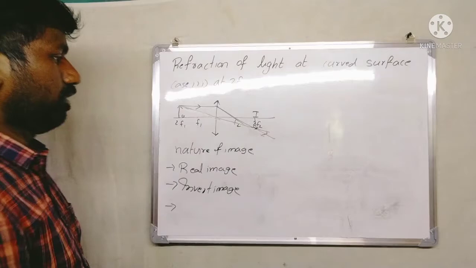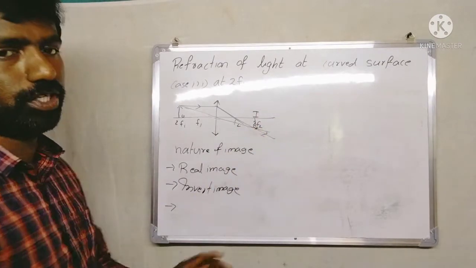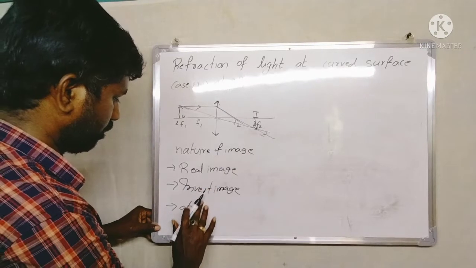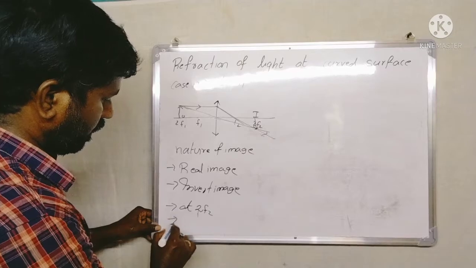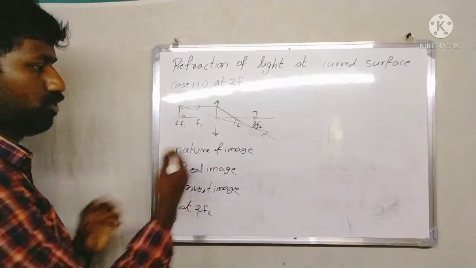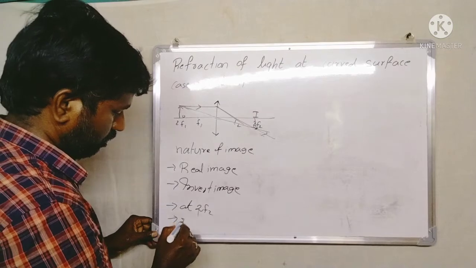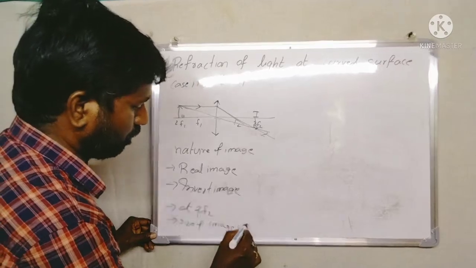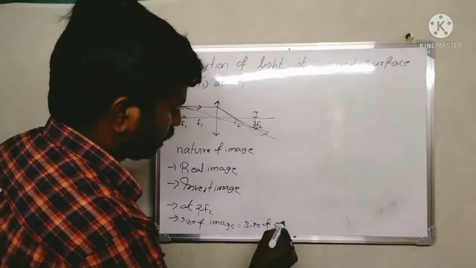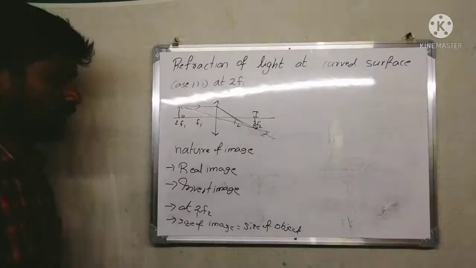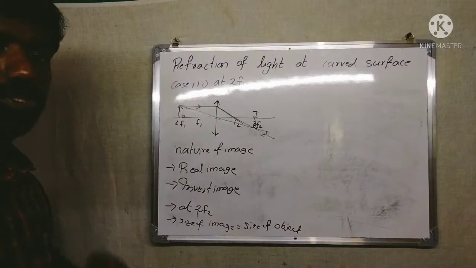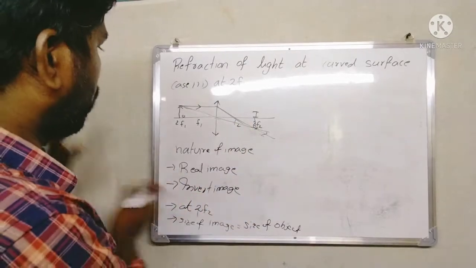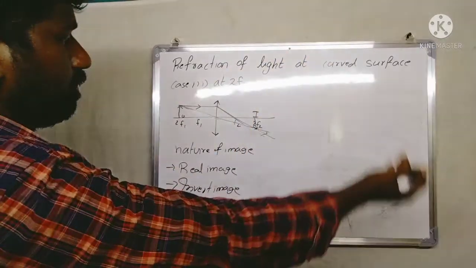And after that, what is the position of the image and what is the size of the image? The position of the image is at 2F2, and image size and object size seem to be equal. Size of image equal to size of object. Image size and object size are equal when you keep the object at 2F1. You get the image at 2F2. So you need to understand till here that we are keeping the object on the left side of the lens and we are getting the image on the right side of the lens.